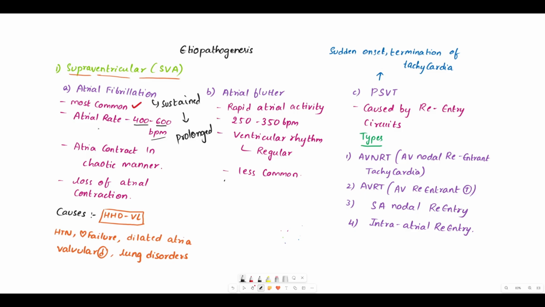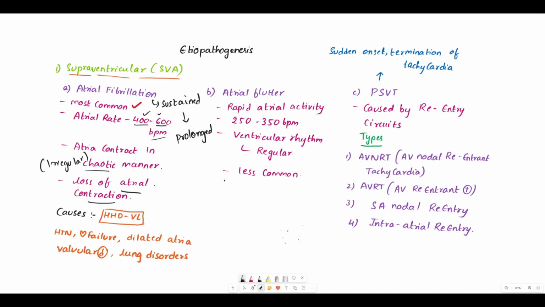Coming back to its atrial rate, it will be 400 to 600 beats per minute. In atrial fibrillation, what happens? The atria get contracted in a chaotic manner. What do we mean by chaotic? It means irregular. So the atria contract in an irregular manner. When this happens, there will be loss of atrial contraction.